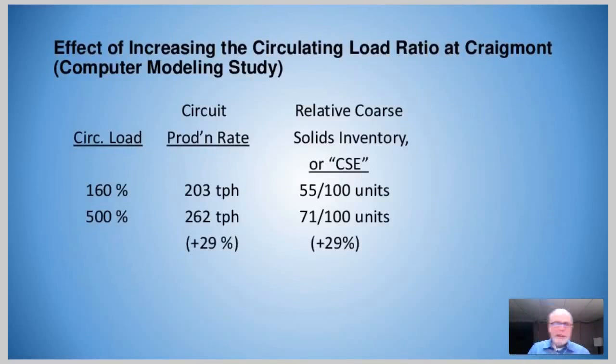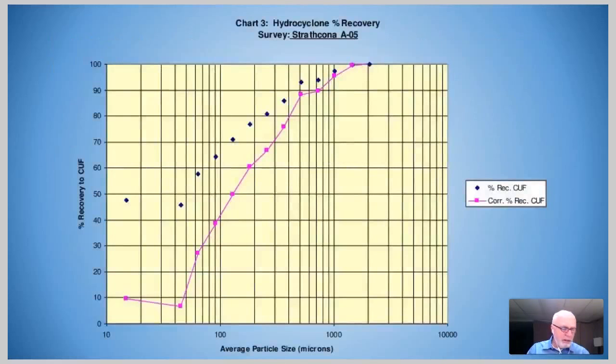Okay. The second factor that we found to be extremely important in maximizing the classification system efficiency is the water balance at the cyclones. Now this next curve shows a typical size-by-size recovery performance of hydrocyclones in a grinding circuit. The dark blue points are the actual size-by-size recoveries to underflow, and the pink points and line are the reduced recovery to underflow, which you obtain by subtracting the fines in the bypass.